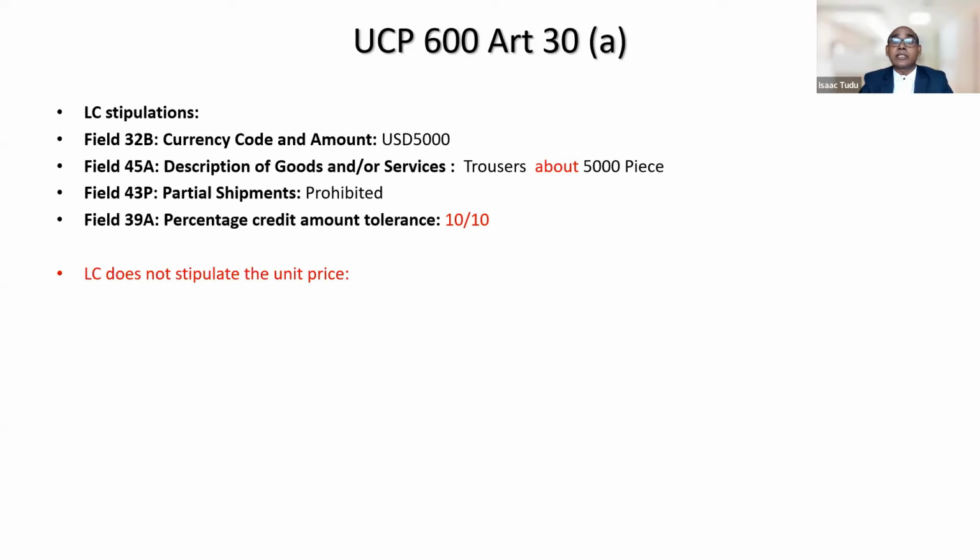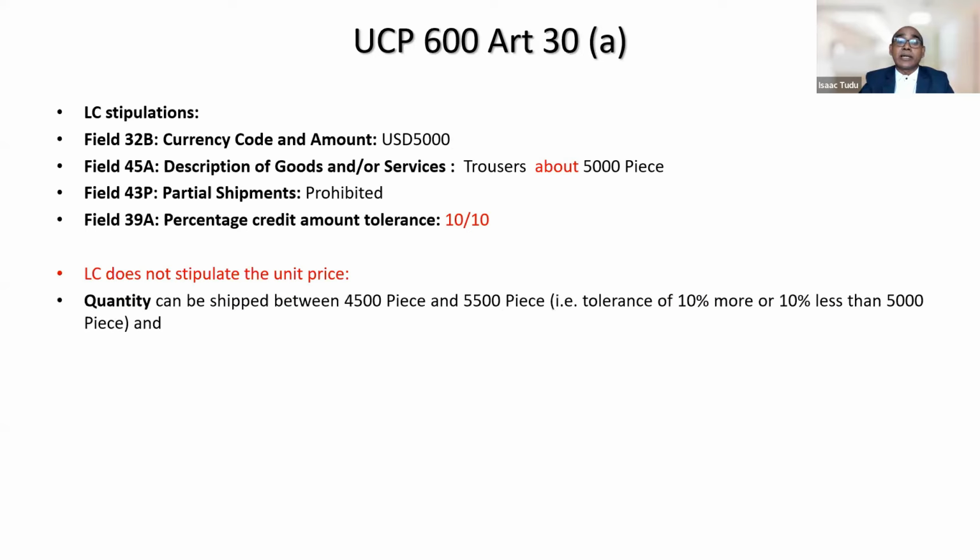So if the LC does not stipulate the unit price, then the quantity can be shipped between 4,500 pieces and 5,500 pieces. How has this figure been arrived at? It is very simple. A tolerance of 10% more or 10% less has been given against the quantity 5,000. You can calculate simply: 90% of 5,000 would be 4,500 and 110% of 5,000 would be 5,500. I have simply taken the 10% plus or minus tolerance.